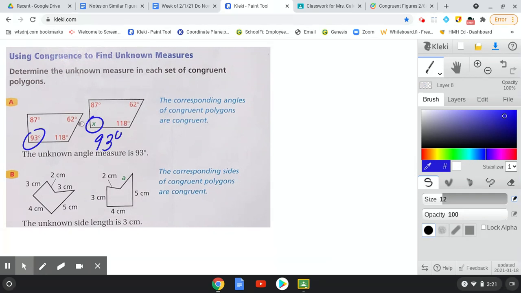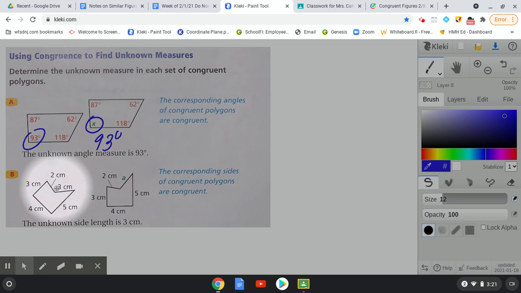All right. So looking at B. Again, for A, the figures were positioned in the same way. So they were in the same position. If you notice for B, they are not in the same position. This one is turned a little bit where this one is kind of facing straight up. So you just have to make sure that you're looking at the correct corresponding sides. So here it says the corresponding sides of congruent polygons are congruent. So what is our missing side A going to measure? Well, side A corresponds to this side in this figure. So if this is 3 centimeters, the length of A is going to be 3 centimeters.